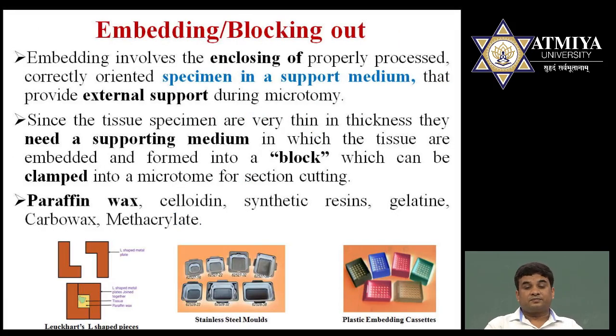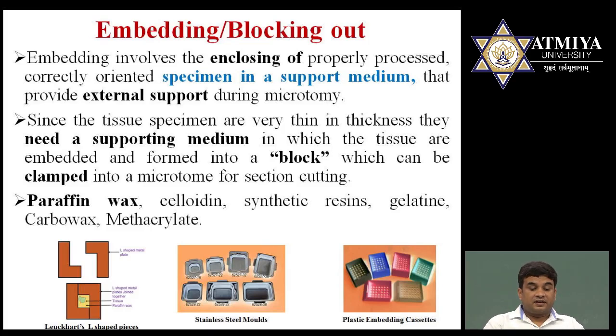Now we come to the last step of tissue processing, called embedding or blocking out. Embedding means you are fixing the tissue in a solid material, because you cannot use the tissue directly in the microtome. So first you have to fix the tissue in the embedding material, mostly molten paraffin in a solidified form. The tissue fixed in paraffin gives a block shape, which you can fix under the microtome and easily cut, because you cannot directly section the tissue alone.